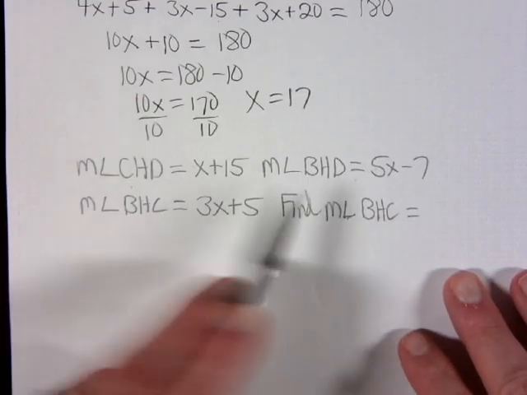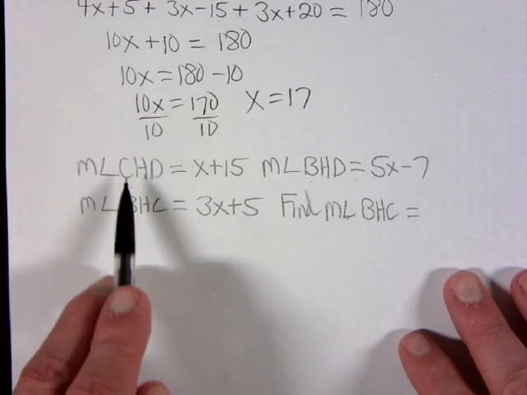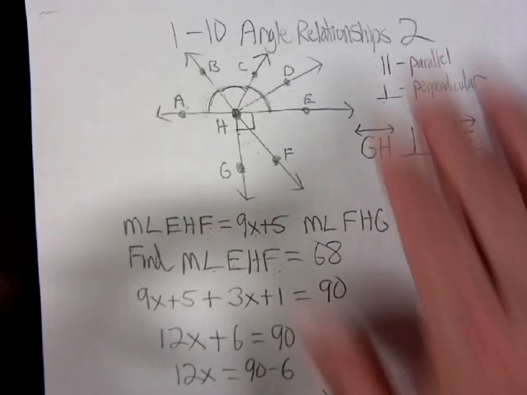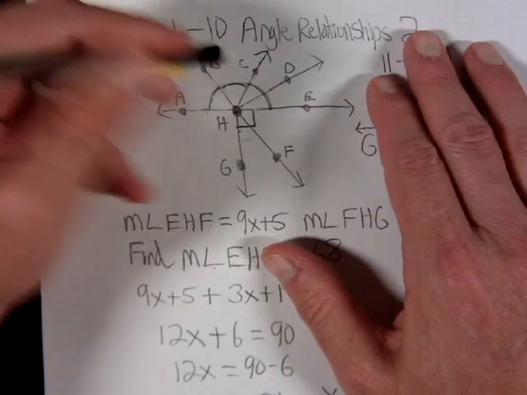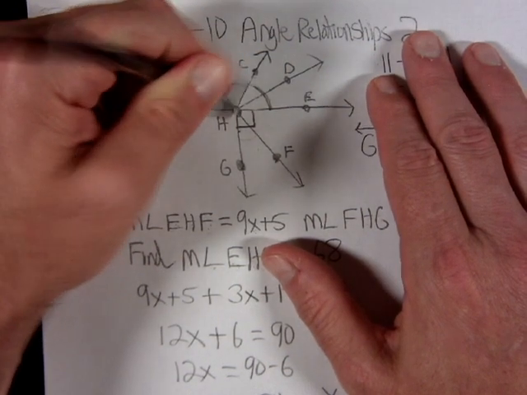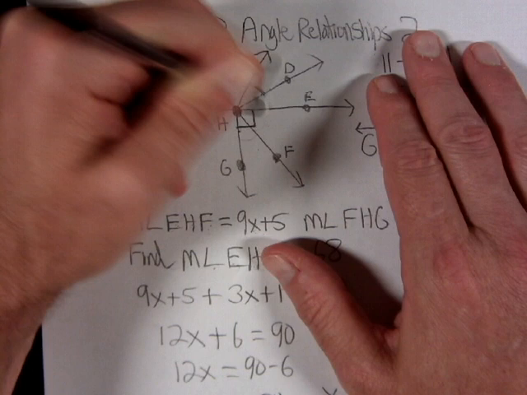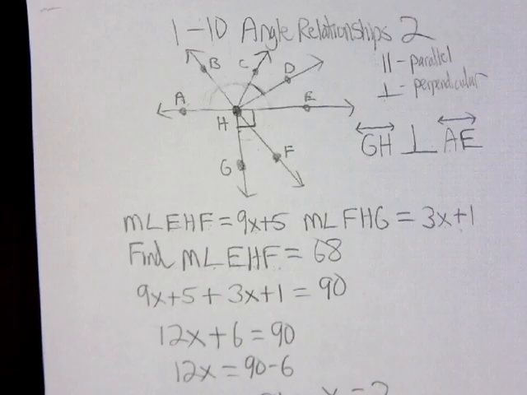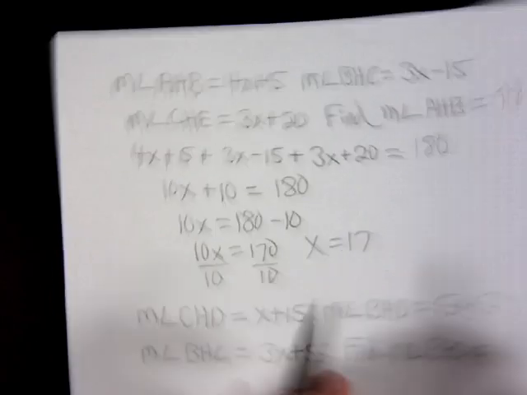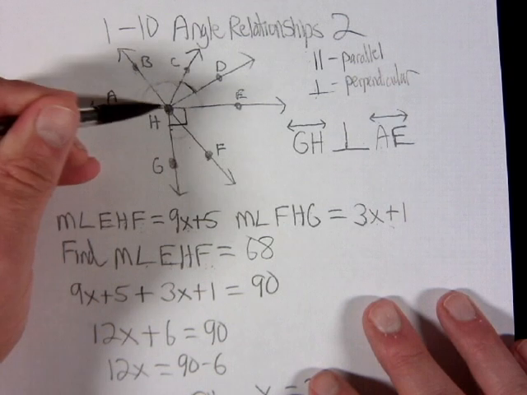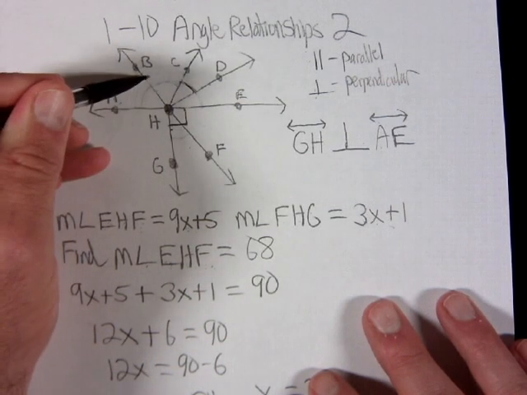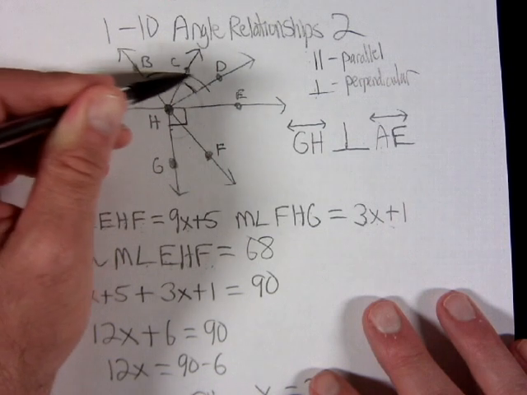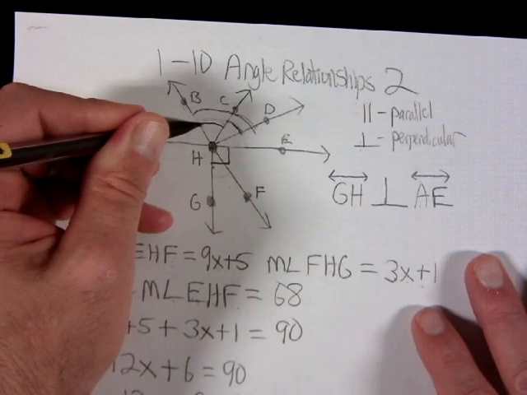Once again, they have given me 3 angles. I want to find out where they are. CHD is the first one. So I'm going to erase the other ones to make way for the new problem. So CHD is from here to here. There's the first one. BHD. Now BHD is from here all the way over to here. So I notice I already have some overlap. And BHC. BHC is from here to here.